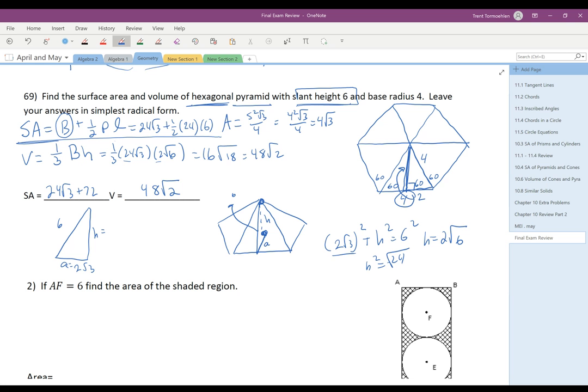Lots of really good things in here to remember. The formulas for your surface area and volume of a pyramid, the information about dealing with a regular hexagon, how do I calculate the altitude or lateral height of a pyramid given one or the other, remembering the 30, 60, 90 triangles, remembering the area of an equilateral triangle is side squared root 3 over 4.